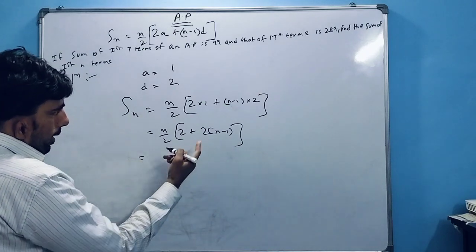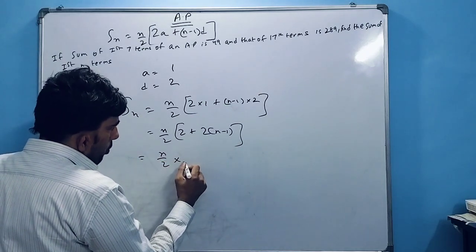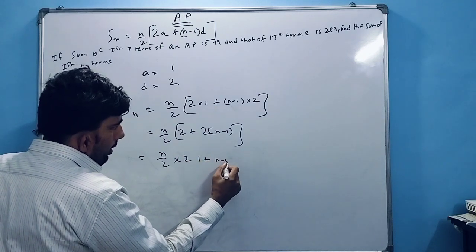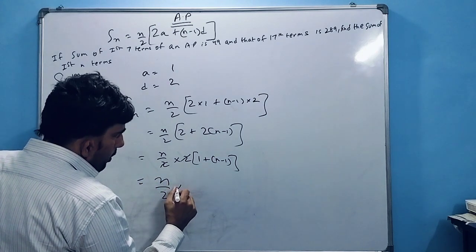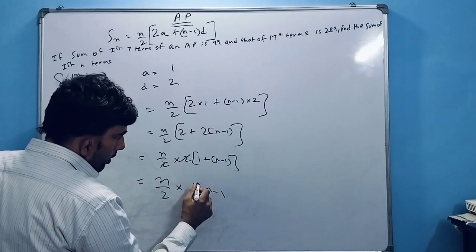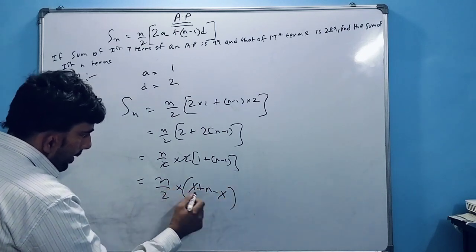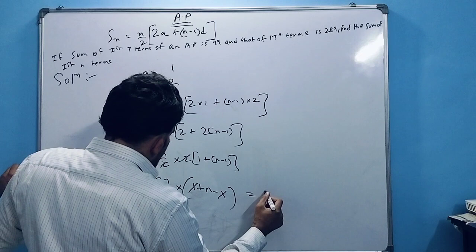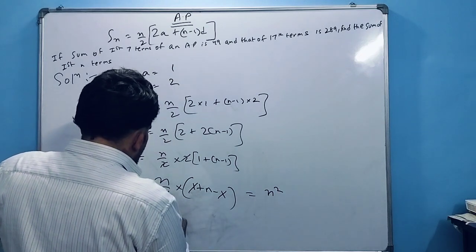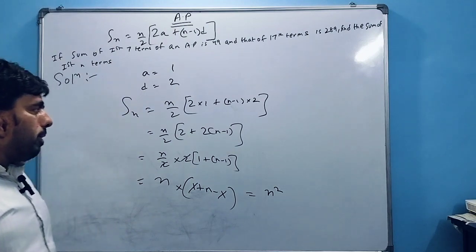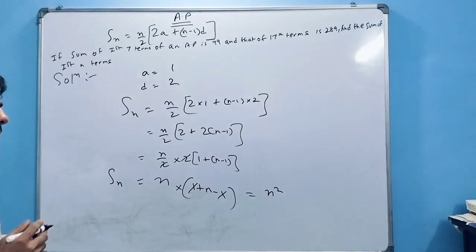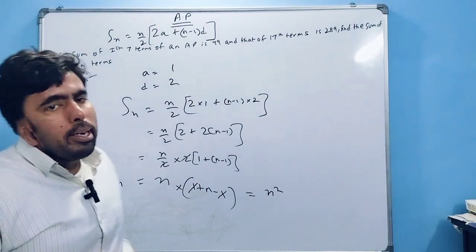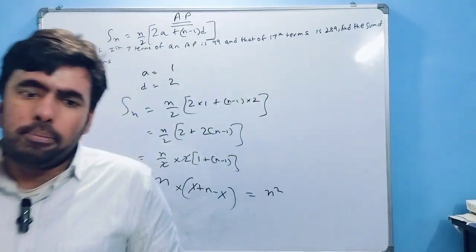So now what we can do? Take 2 common here: n by 2 into 2 into (1 + n minus 1). So now I got n by 2 into 2n. Reduce this. Now n into n is equal to n square. So I found the value of the sum of first n terms. That is how we can easily solve such kind of numericals.